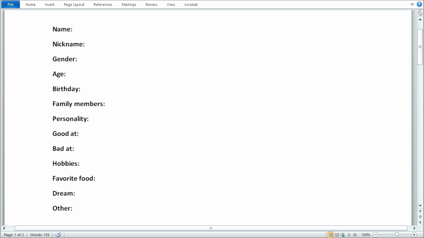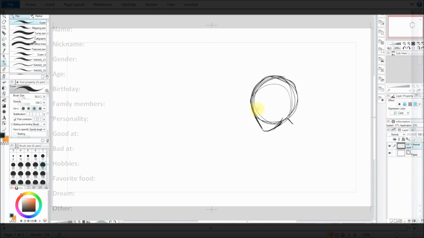So first, this list has things that I want to know about the character. So I include things like name, nickname, gender, age, birthday, family members, personality, things they're good at, things they're bad at, hobbies, favorite food, maybe what their dream is or what they aspire to be, and then an other section for just any other things I want to include about the character.